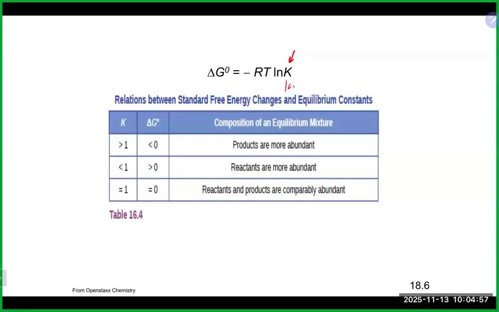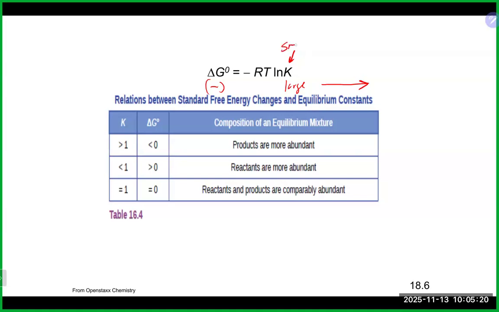If we have a large value of K, that should mean that we mainly have products when we reach equilibrium. The only way to reach products is if the reaction is spontaneous and heads towards the product side, which means we should probably have a negative delta G, meaning the reaction would be spontaneous and head towards the product side.